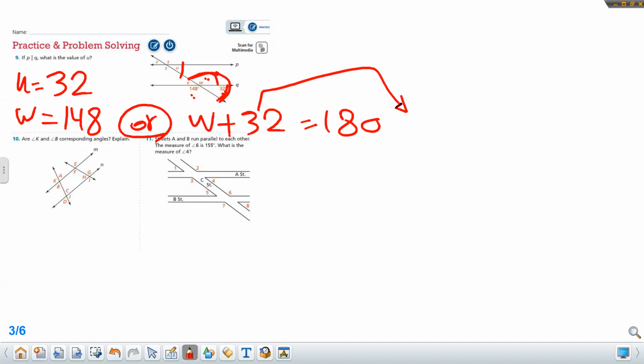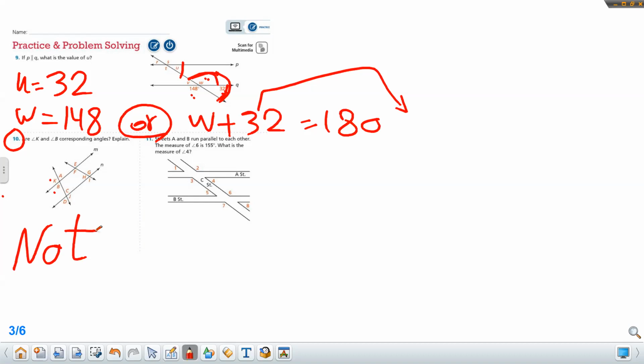Number 10. Are angle K and angle B corresponding angles or not? Remember first, what's the meaning of corresponding? Corresponding means two angles have the same position on the two parallel lines or any two lines. K and B, corresponding angles or not? Not corresponding.